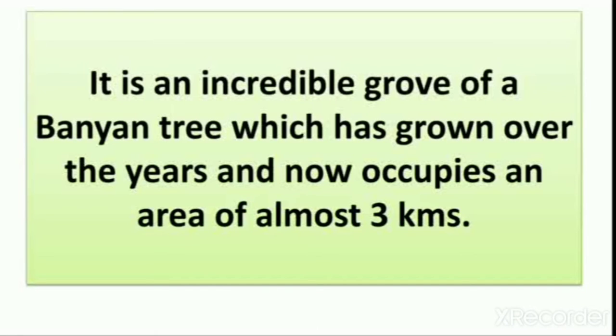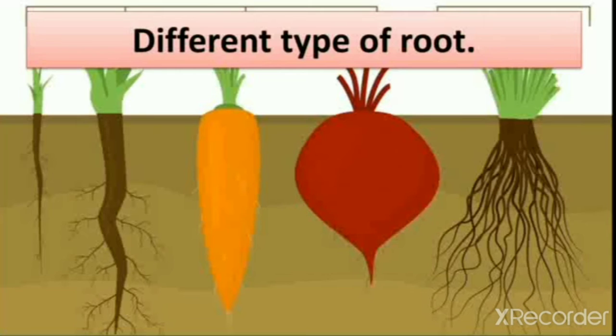So it is an incredible growth of a banyan tree which has grown over the years and now occupies an area of almost 3 kilometers. So earlier there was only one tree and now almost an area of 3 kilometers is covered with banyan trees. So this is the example of roots which grow under the ground. You can see here that banyan tree has so many roots.